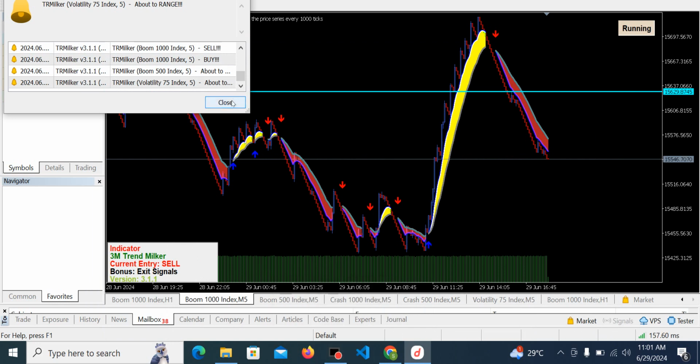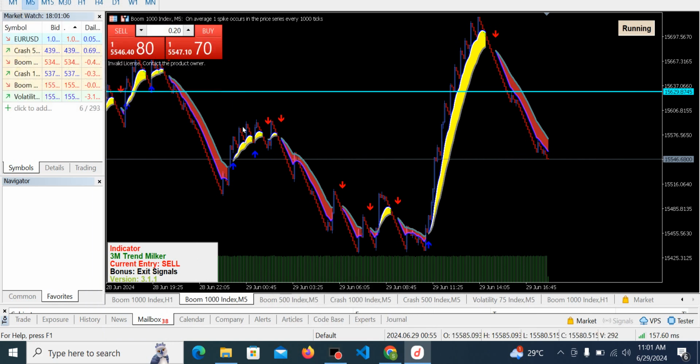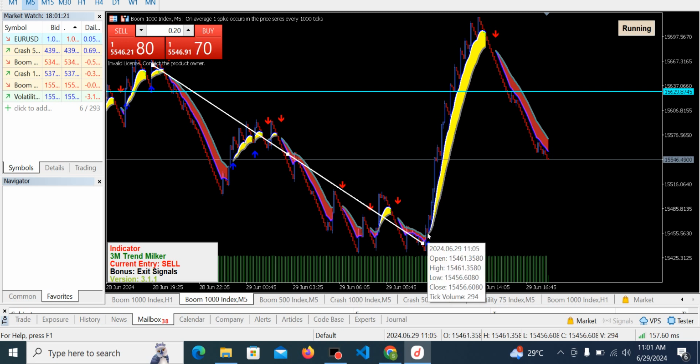Okay guys, this is Boom 1000, and of course we are on the 5-minute time frame using the 3M Trend Milka trading indicator. This downtrend actually came to an end at this support zone. It came to an end right here, so it started an uptrend right from here. You can see the yellow flag, it signifies an uptrend, and it gave us a single buy order right from here. You can see it bought till it got to this region. There was not much pullback in between, so it was a smooth ride to the end of the trend.